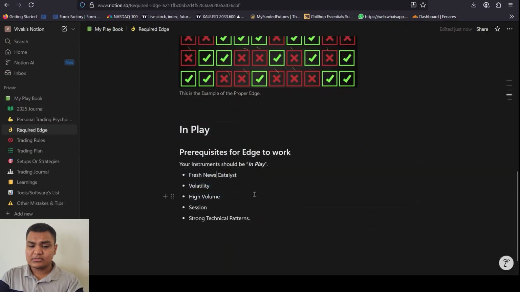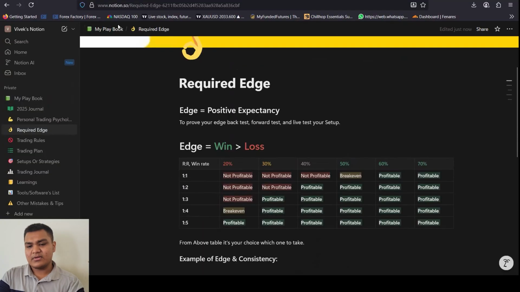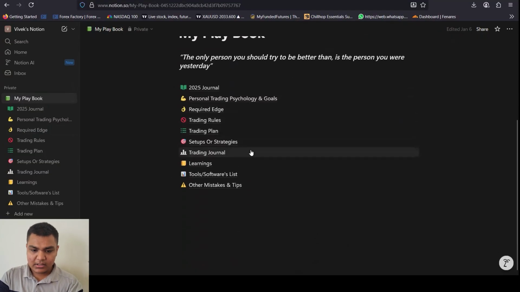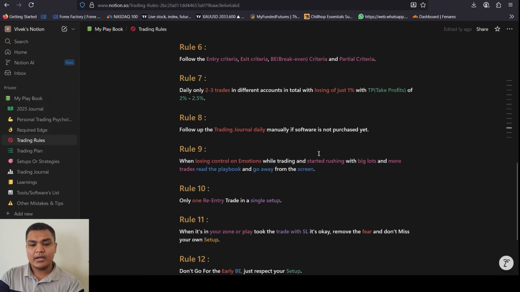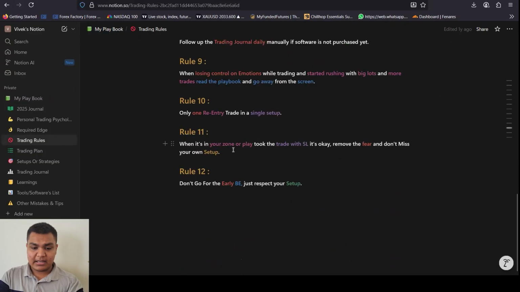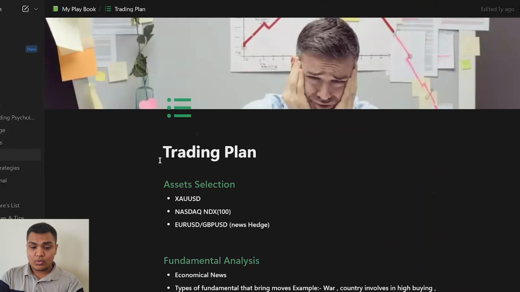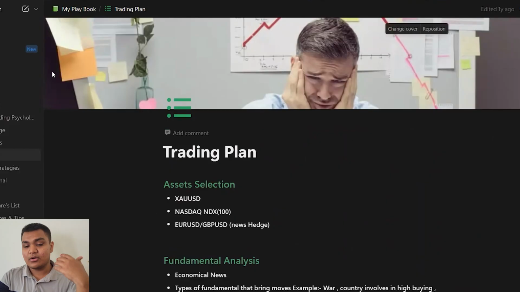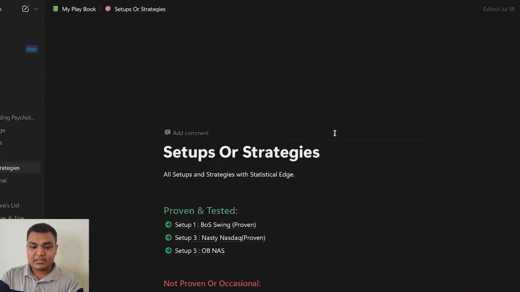Then it's about trading rules. I have written some 10-12 rules, like not taking a trade without reading your playbook, following your playbook every day, and stuff like that. Then I have the trading plan, or we can say our strategies. What will be the strategy, what could be the plan? As I'm a trader who is already trading gold and Nasdaq, I have written all of that.